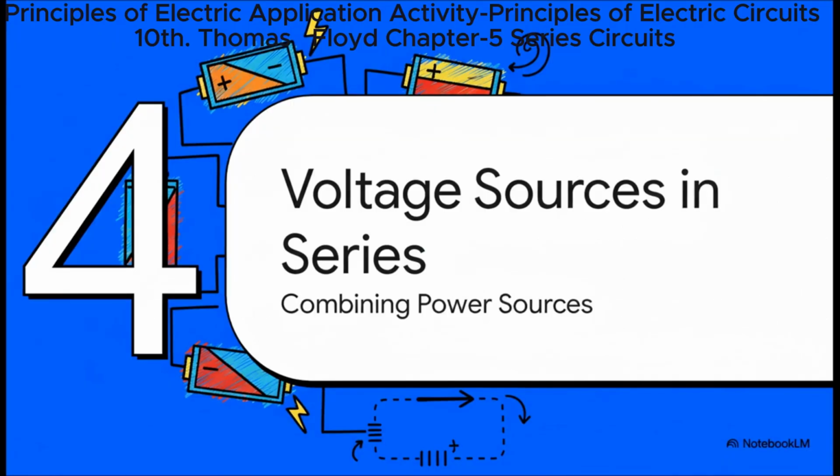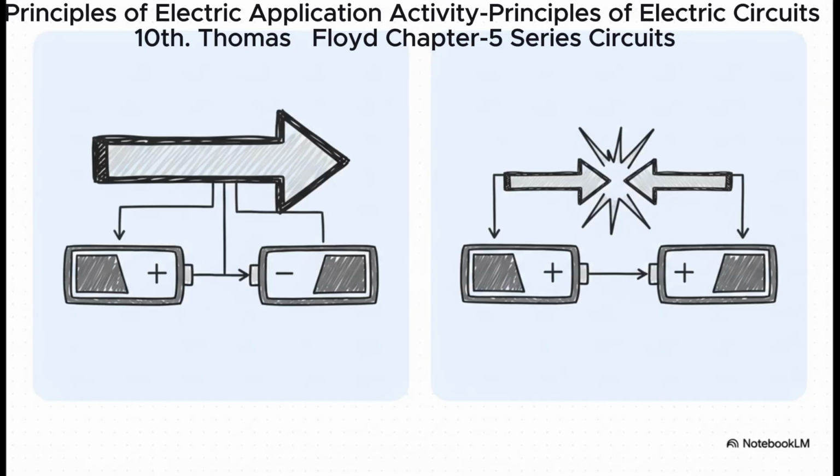Okay, so what happens if we start throwing more than one power source into the mix? You know, like putting extra batteries in a flashlight. KVL actually gives us a really simple way to figure this out. So let's talk about voltage sources in series. It all comes down to polarity. Which way are the batteries facing?